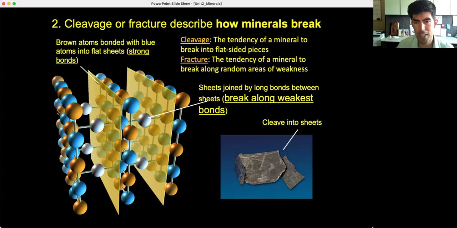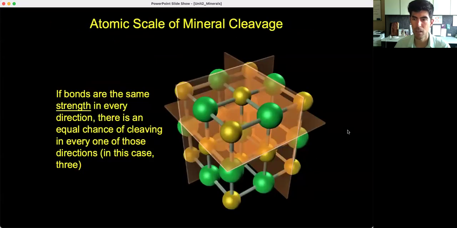So if we were to predict where this mineral would break if it were to be stressed or broken, it would probably break along the weakest bonds, which are these gaps in between these very large sheets. So we call this cleavage, that this mineral is sort of breaking off in sheets. It is breaking off along these gray atoms, and it is taking off this entire sheet of red and blue atoms. It doesn't have to just be sheets, it can be in cubes.